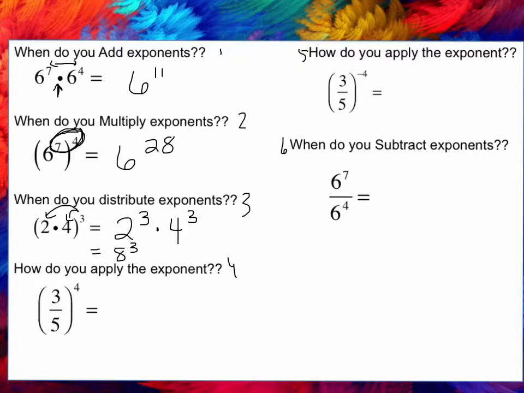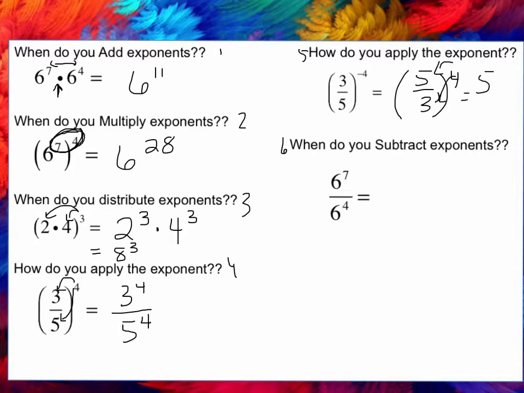Okay, also how do you apply this exponent to a fraction? This is a quotient, so you can simplify it further. The 4 will go to the 3 and to the 5, so this becomes 3 to the 4th over 5 to the 4th. For number 5, how do you apply the exponents when it's a negative instead of a positive? Well, because it's negative on the outside, I'm going to flip the inside and make it 5 over 3. The 4 becomes positive, and then I distribute just like I did for number 4. And I get 5 to the 4th all over 3 to the 4th.